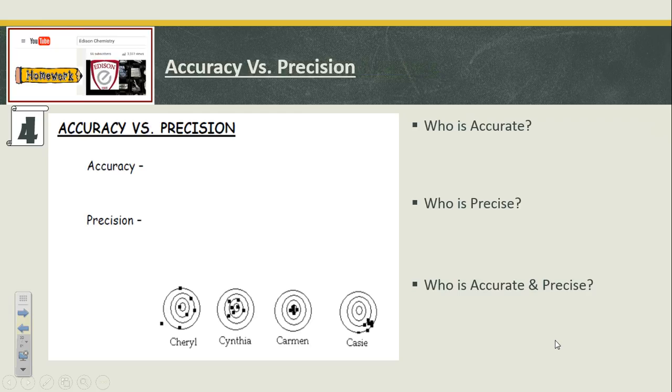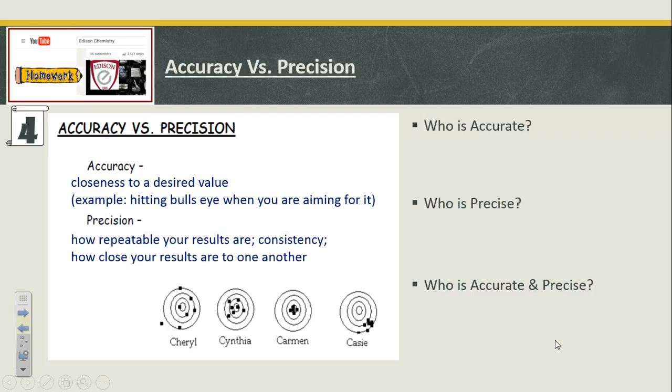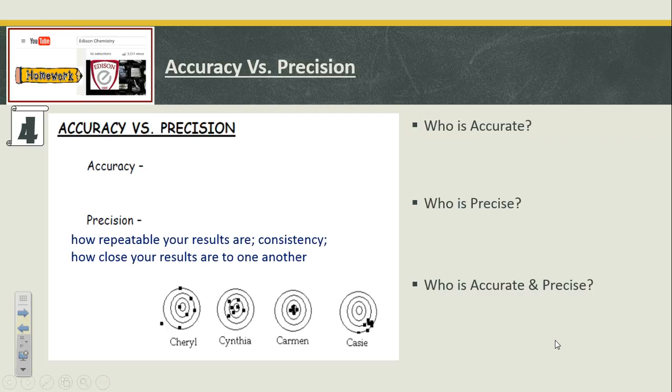Okay. Accuracy and precision. This is where we talk about estimating the last digit in our measurements. The closeness to a desired value is your accuracy. So it's like hitting the bullseye when you're aiming for it on the target. How consistently you can do that is your precision. Anybody can get lucky and hit the bullseye even with your eyes closed. But if you can hit the bullseye every single time, you're not only accurate, but you're also precise.